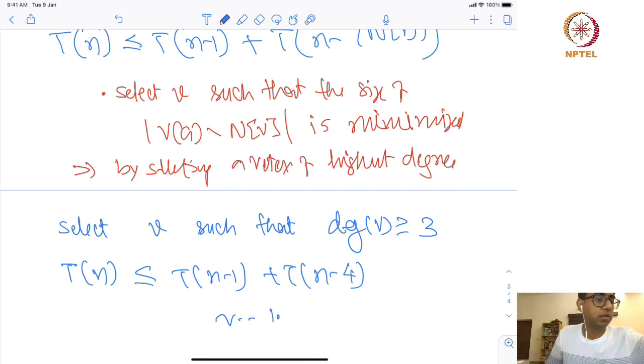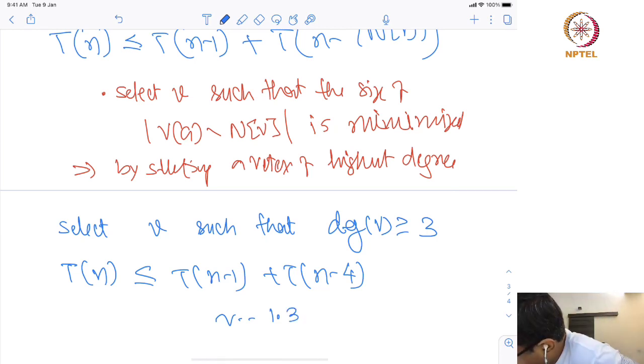Let's see how much 1 comma 4 is. 1 comma 4 solves to 1.3803. So this will be a 1.3803 to the power n algorithm.